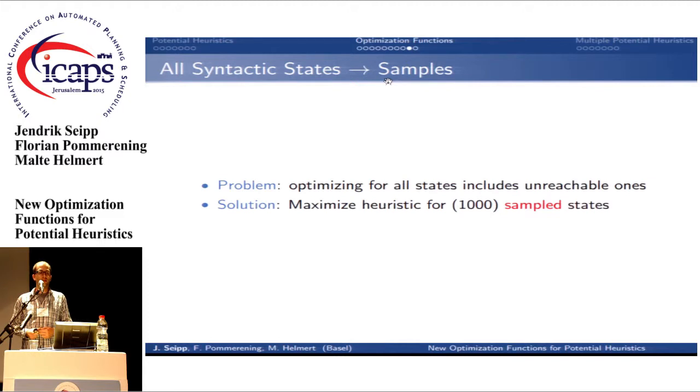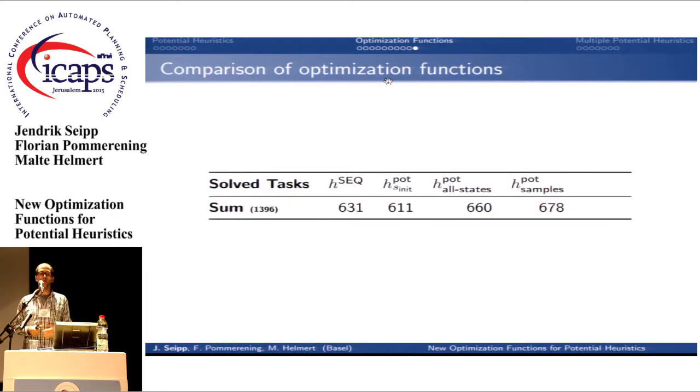Optimizing for all syntactic states has the problem that it also includes states that are unreachable, but we will never see them during search, so there's no benefit in assigning high heuristic values to them. One solution to this problem is to sample states and to maximize the heuristic for them. If we sample 1,000 states and optimize a heuristic only for these states, then we solve many more tasks again. We solve 678 tasks.